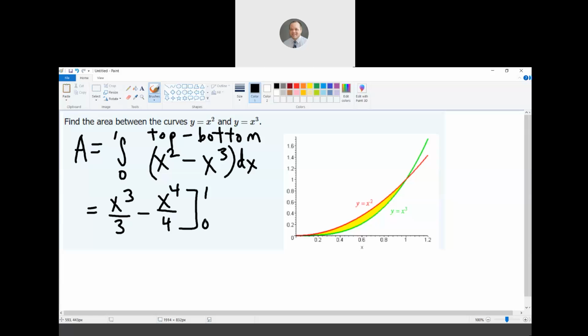Now, according to the fundamental theorem of calculus, part 2, you plug in your upper limit of integration, in this case 1, first. So we have 1 cubed over 3 minus 1 to the 4th over 4. Don't forget there's a minus sign in between your substitutions.